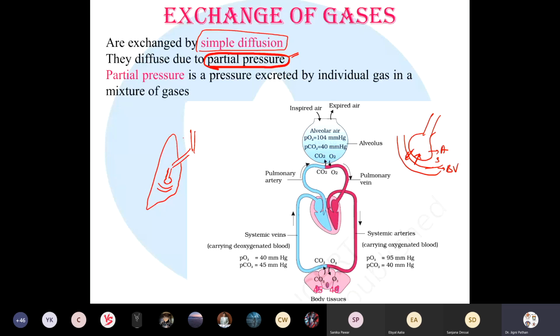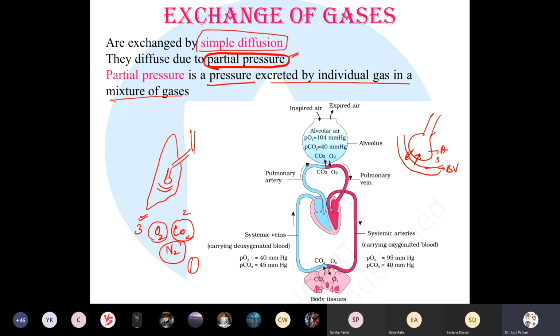Partial pressure is the pressure exerted by an individual gas in a mixture of gases. You have oxygen, carbon dioxide, nitrogen, and other gases. Each gas has its own partial pressure. If the partial pressure of oxygen is 3, carbon dioxide is 2, nitrogen is 1, this will decide the movement of gases. The movement of gases takes place from higher partial pressure to lower partial pressure. Are you understanding?